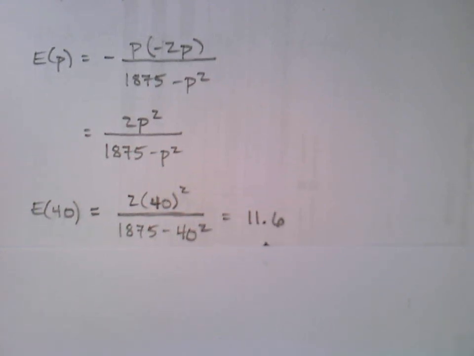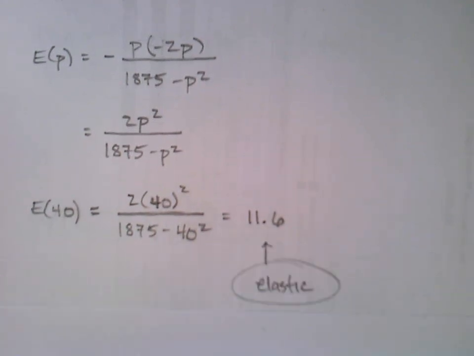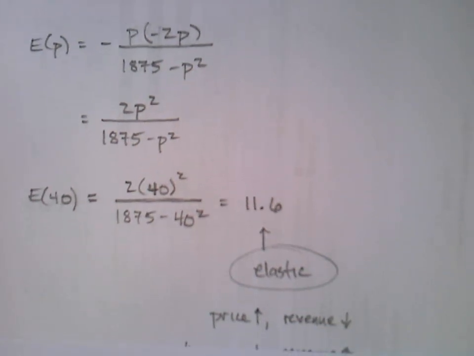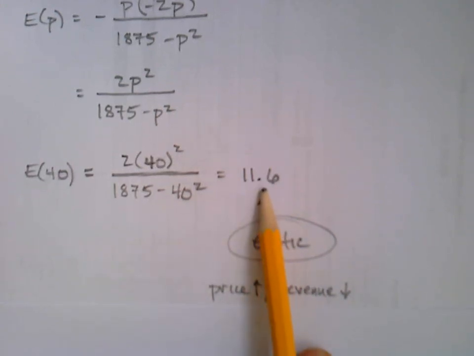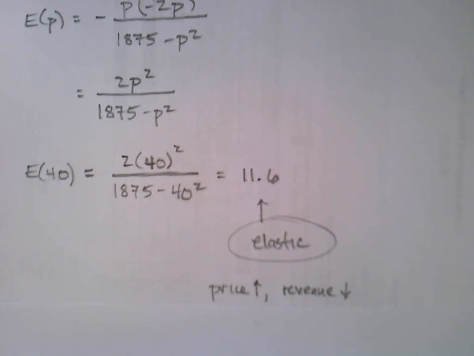And then, of course, the question was, was this elastic, inelastic, or unit elastic? Our answer here is bigger than 1, so that is elastic. Very elastic. In fact, 11.6. What does that mean? This is just really the interpretation. We answered the question there. But if we were to raise the price from 40, if we were to keep going up from 40, then our revenue is going to be dropping. And if you're all the way at 11.6, that's pretty high. Your revenue is going to be dropping like a rock if you keep raising the price.